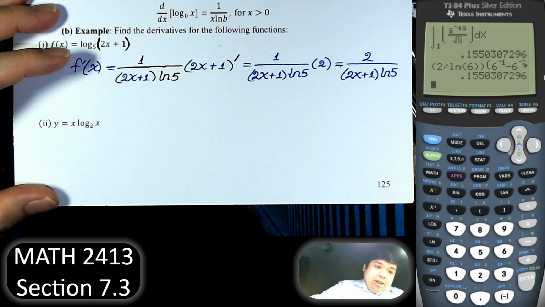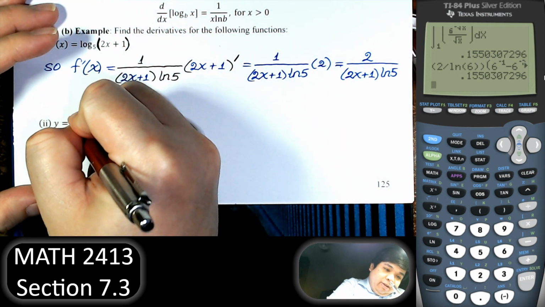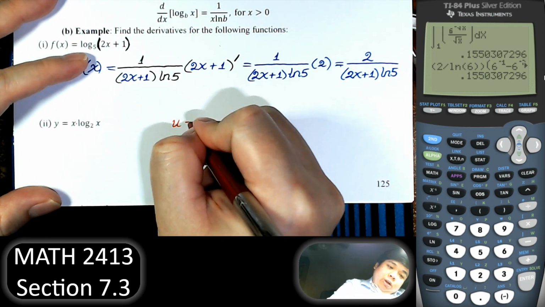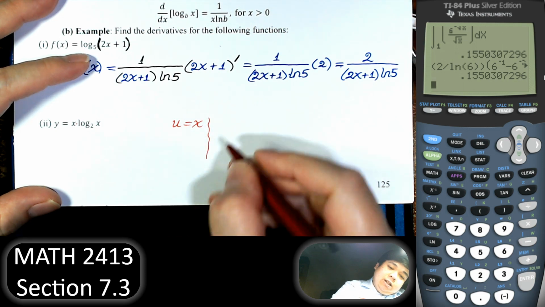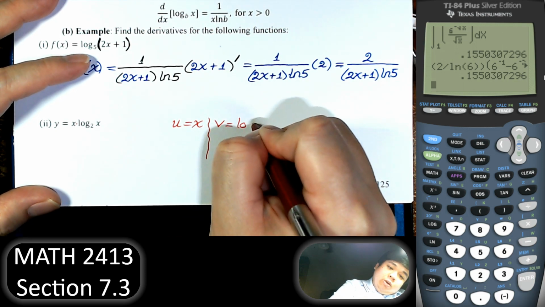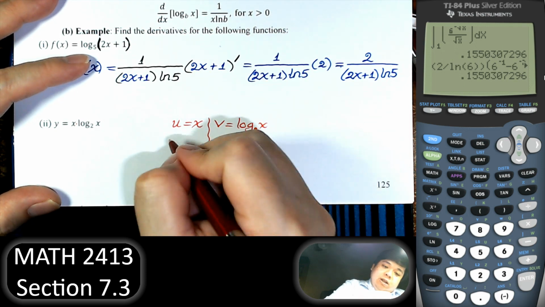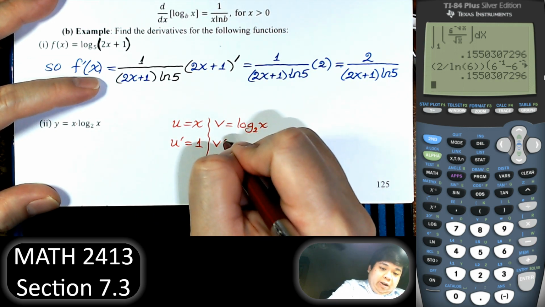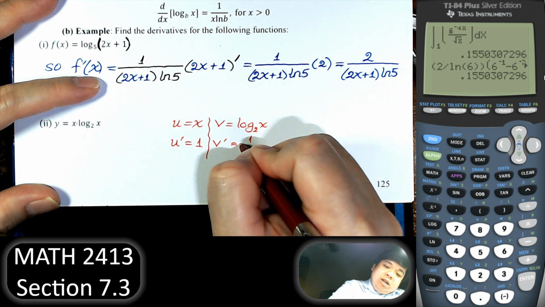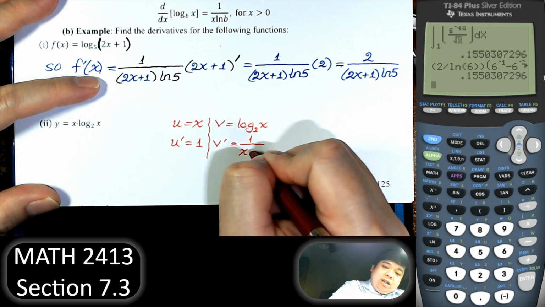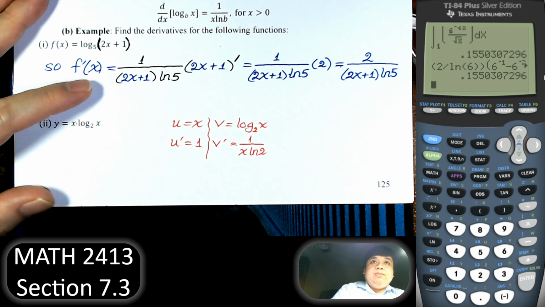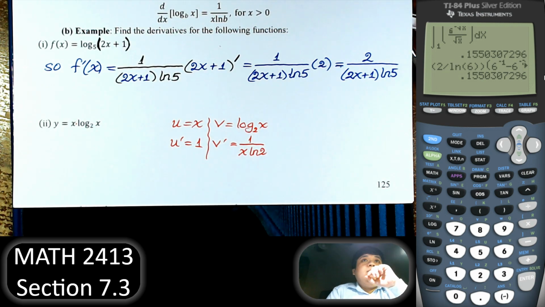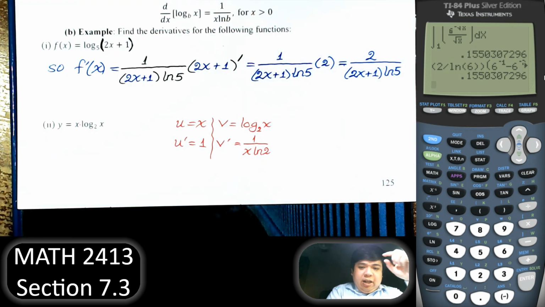Right. Next, we have a product rule here: u equal to x, v equal to log base 2 of x. Take the derivative of log base 2 of x, which is 1 over x times the ln of the base. Right? So, yeah, just a rule.